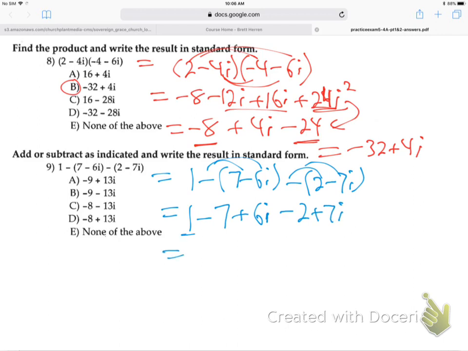Gather like terms. 1 minus 7 minus 2 is a minus 8. 6i and 7i is 13i. Minus 8 plus 13i. Here it is, D. Good on that. What's the first thing you did? You factored out the negative? Just distribute it. Anytime you have a minus in the front of the parentheses, just distribute. Anything in front of parentheses, just distributes. On that, good. Shall we move on to number 10? So just distribute the minuses through the parentheses, changing all the signs, and then gather like terms.